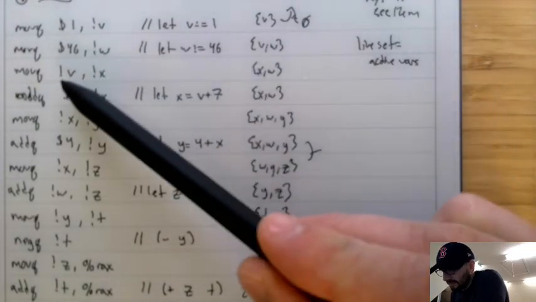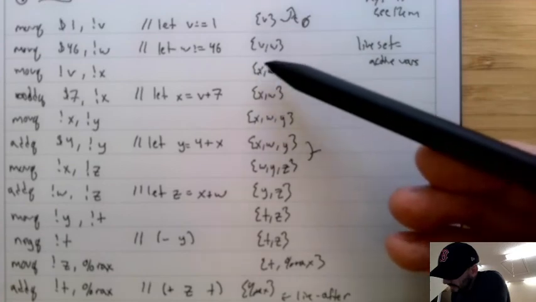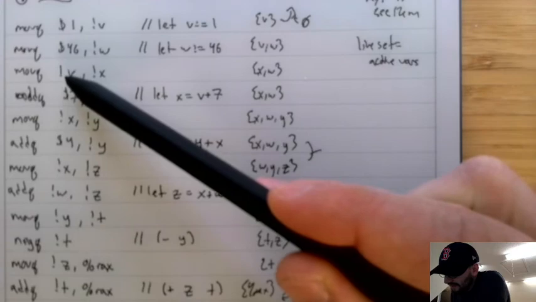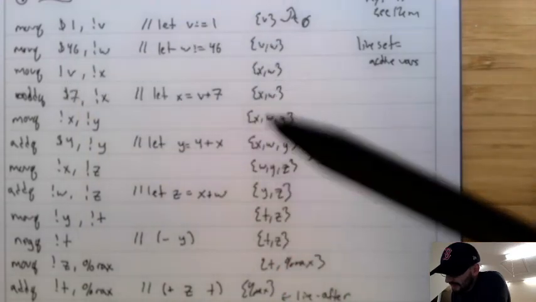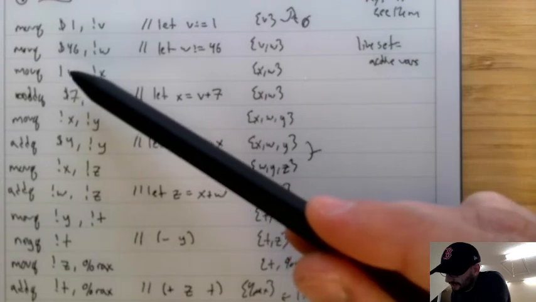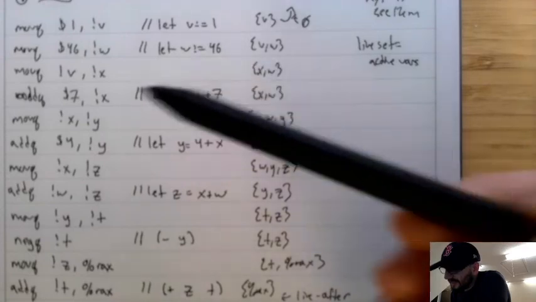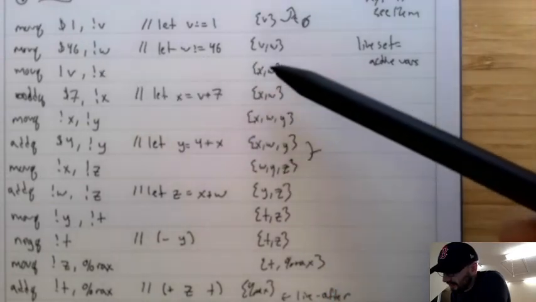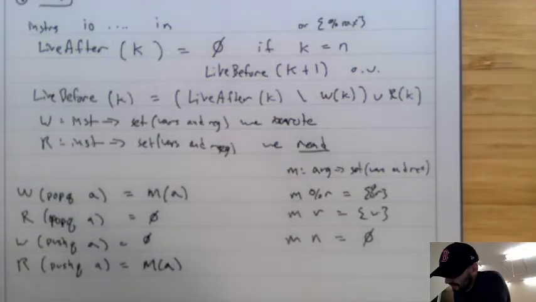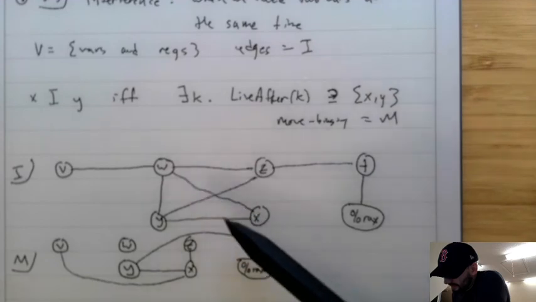Because right here we move v into x, we're going to look at all of these variables right here, except for the destination, which is x. And then we're going to add v mapping to w. So we're going to make it so that the destination x conflicts with all of these things. So we're going to add an edge from x to w, which we see right here, x to w.